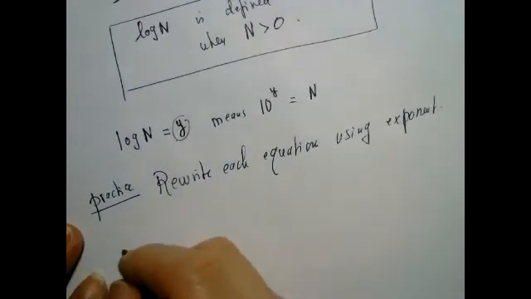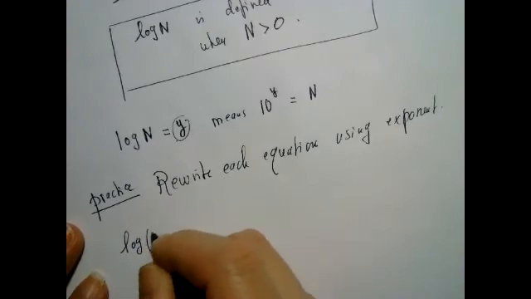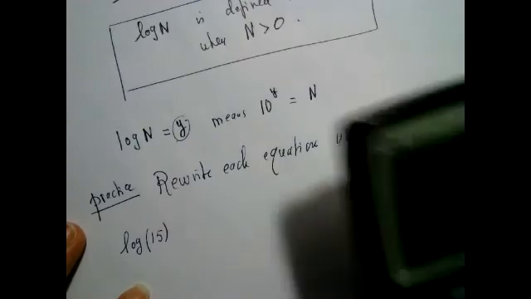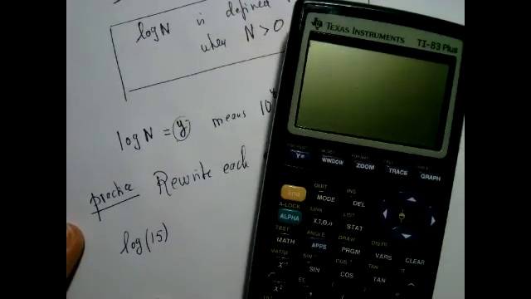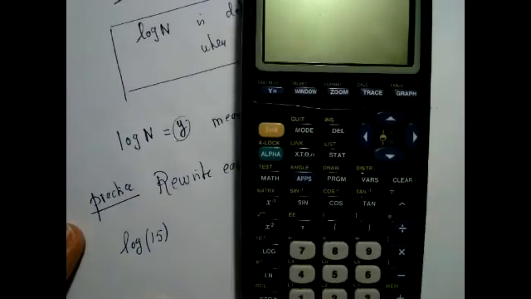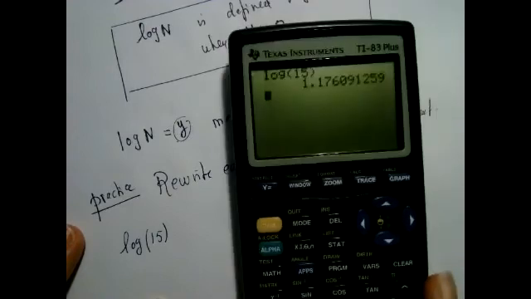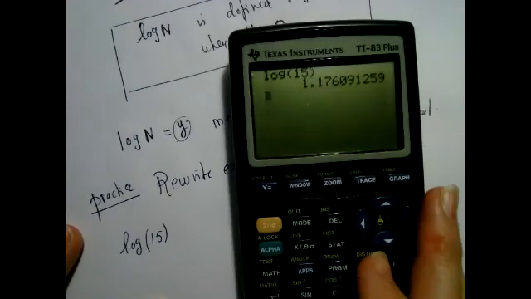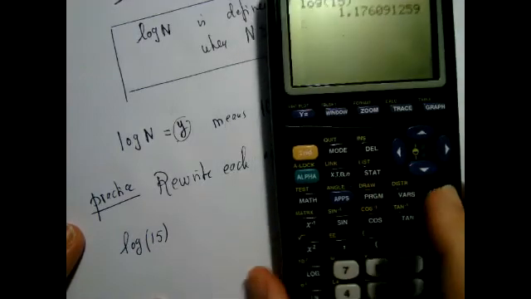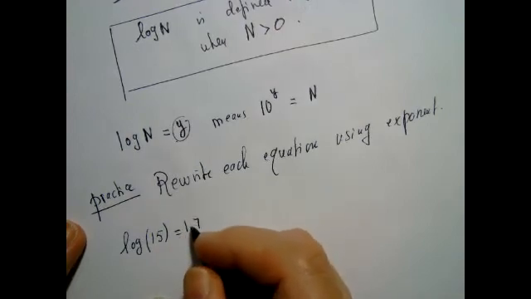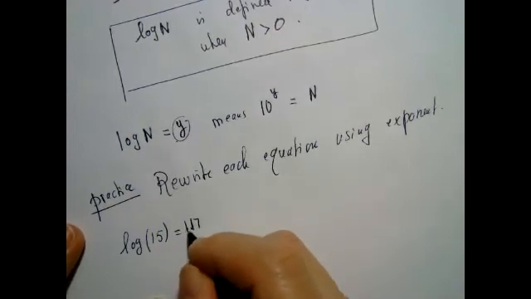So suppose I pick up log of 15. I take my calculator, and your calculator evaluates the log. I put on log of 15, and I'm going to use the first 3 decimals. I use the calculator because you will have to use that, and I get 1.176.